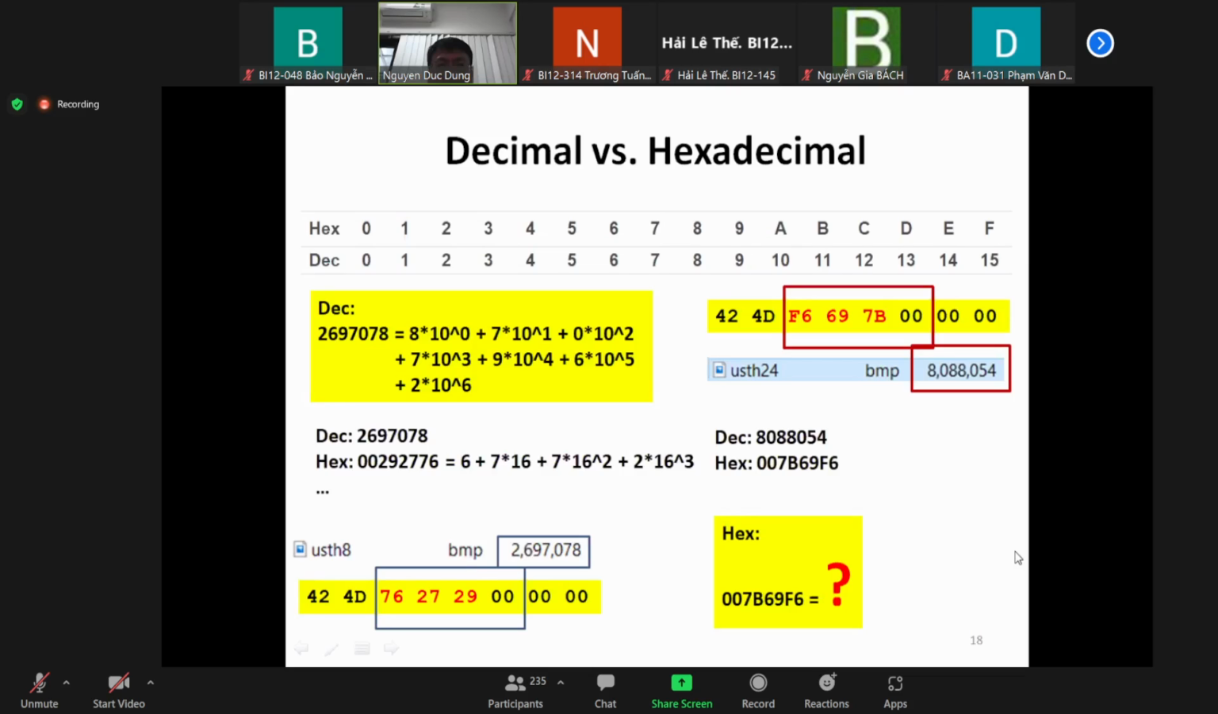How data and metadata are stored in our computer, so that other programs and other computer systems could understand and process the data files correctly. Professor, I have a question. Yes. For hexadecimal, when there are letters, what operation do we do to calculate the size of the file? Like for example, 007B69F6, how do we calculate the size?